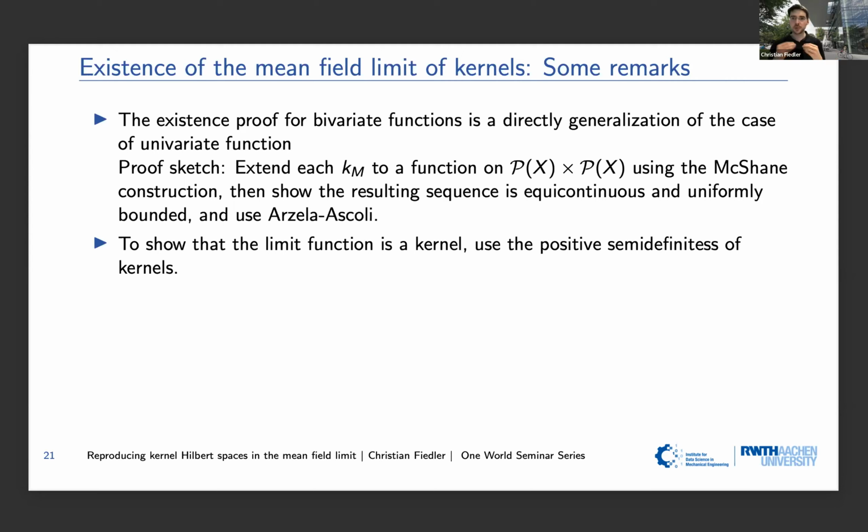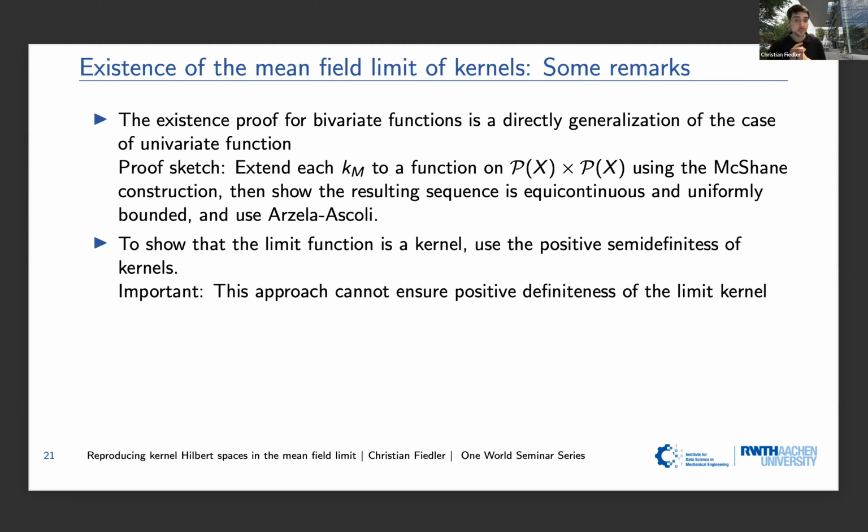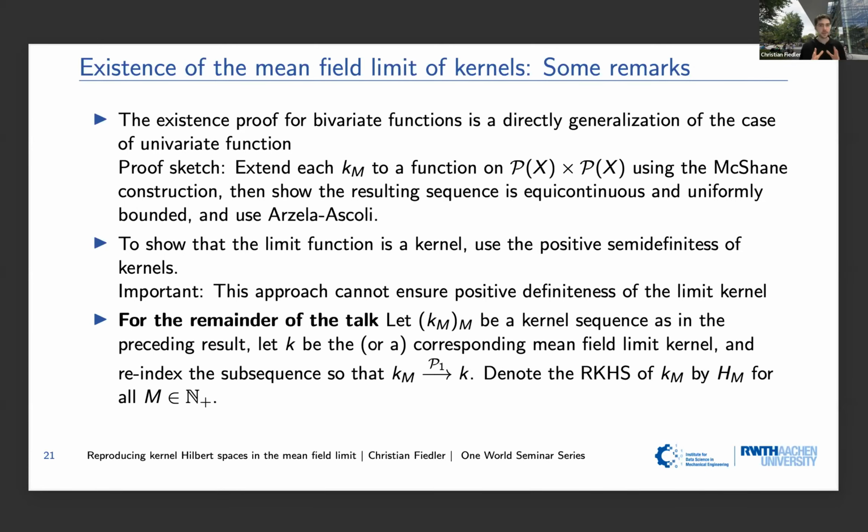Now, to show that the corresponding limit function is actually a kernel, we use the positive semi-definiteness of kernels. So that's also not a big deal to do. Importantly, using this approach, we cannot ensure positive definiteness of the limit kernel. However, for the following developments, this does not play a role. It's not a problem, and it would be interesting to investigate conditions under which this holds true. Now, for the remainder of the talk, we fix a sequence of kernels which fulfill these conditions. We also fix one corresponding mean field limit kernel, and then we re-index the subsequence to save notation, again by km. And finally, for brevity, we call the RKHS of the kernels km simply Hm.